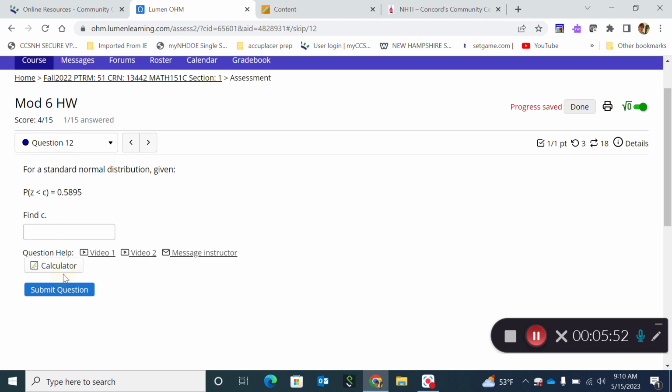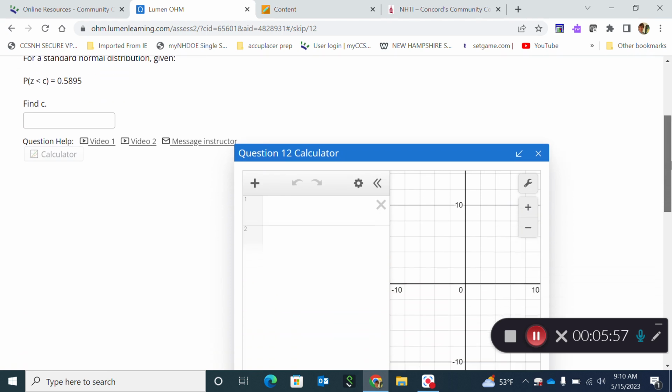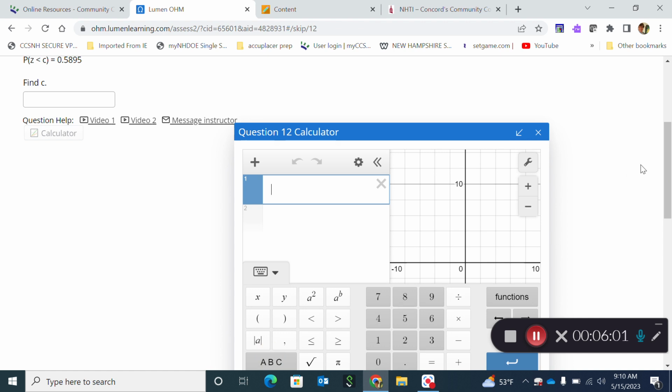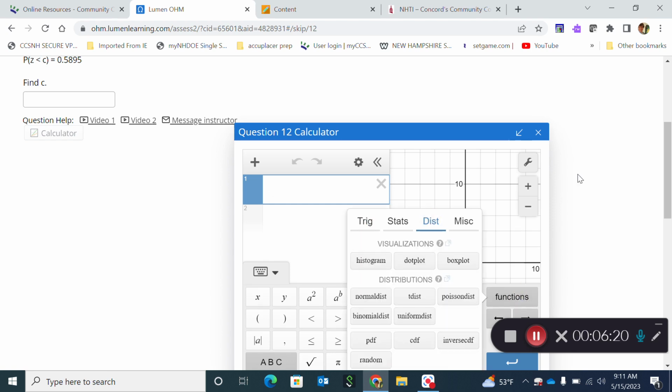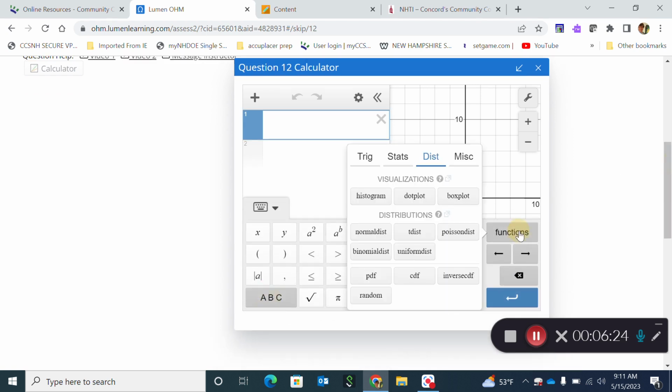So again, we're going to go in our graphing calculator, make it bigger, and I'm going to bring up my keypad. So now we need the calculator to do something in reverse. The normal distribution function gives us probability or area every single time. But now we need it to work backwards from an area and give us that z-score or the cutoff score. So I'm going to go in my functions. I'm going to go under distribution.